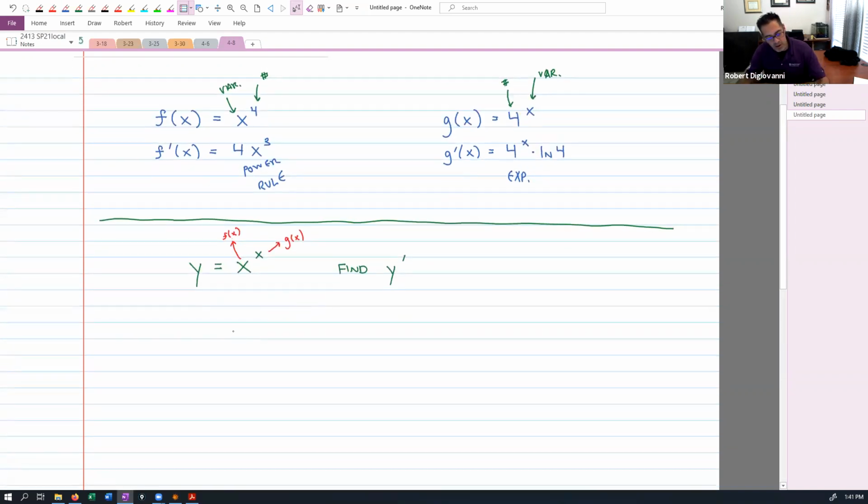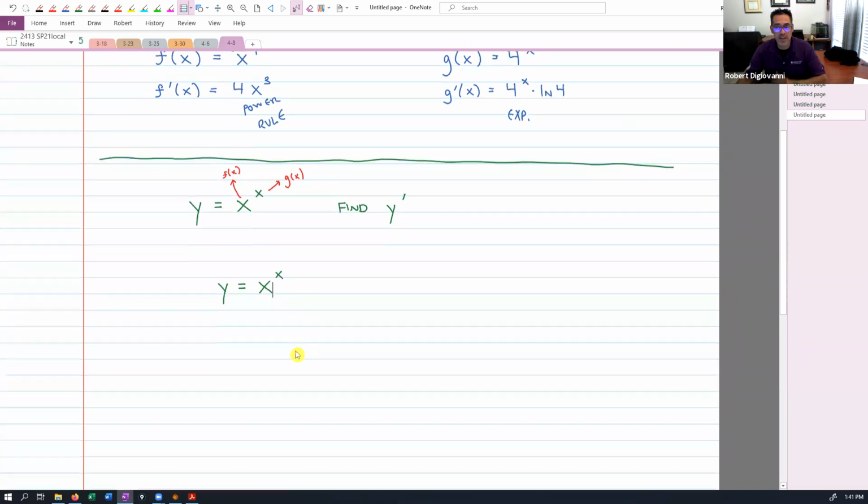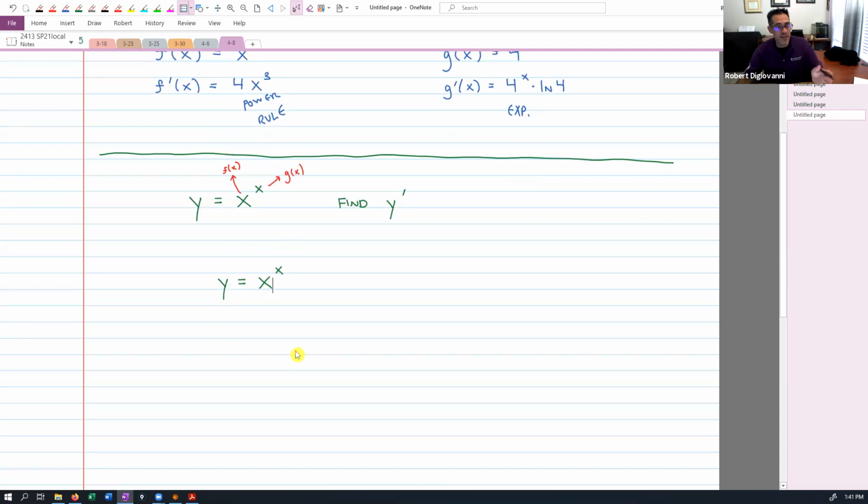But you don't see any logs, do you? There aren't any logs anywhere, are there? Do y'all see that there's no logarithms here? So what we do first is we take the natural log on both sides of the equation. So I'm going to take the natural log of y, and I'm going to do the same thing on the right side. I'm going to take the natural log of x to the x.